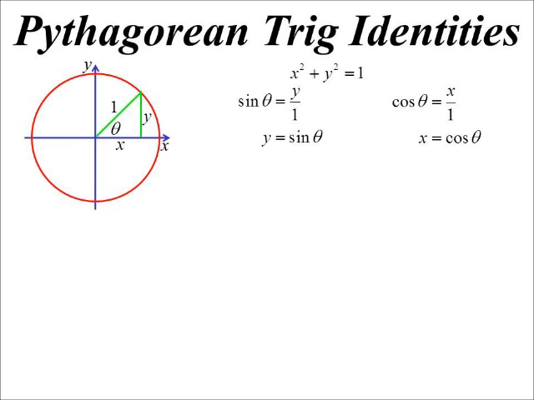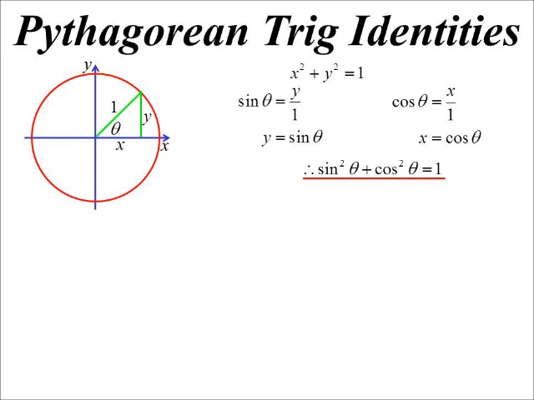But that doesn't matter for us, because all we need to know is x squared plus y squared is equal to 1. It's very easy to prove x would equal cos theta, y would equal sine theta. That gives us our first Pythagorean trig identity. The reason they're called Pythagorean trig identities is that it came from Pythagoras' theorem. So sine squared plus cos squared equals 1.